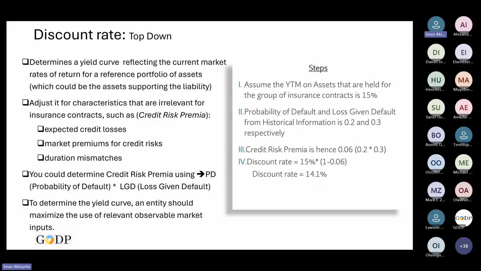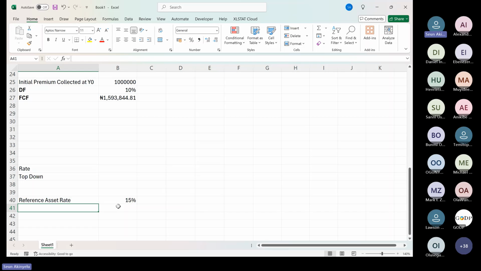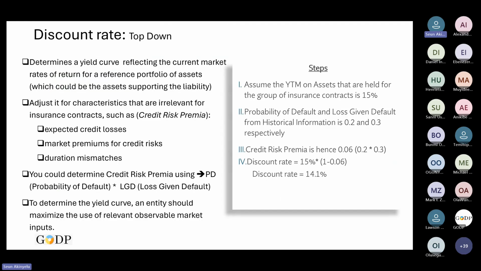So next thing will now be, inside that 15%, remember it's a risk asset. And since it's a risk asset, let's say it's a bond, that means that there is some credit risk inside it. So we need to remove the credit risk that is inside it. That is why they call it top down. So it is top, then we remove the credit risk that is not supposed to be there, and we'll now get what we should use. So that credit risk that we are going to remove is what they call credit risk premium.